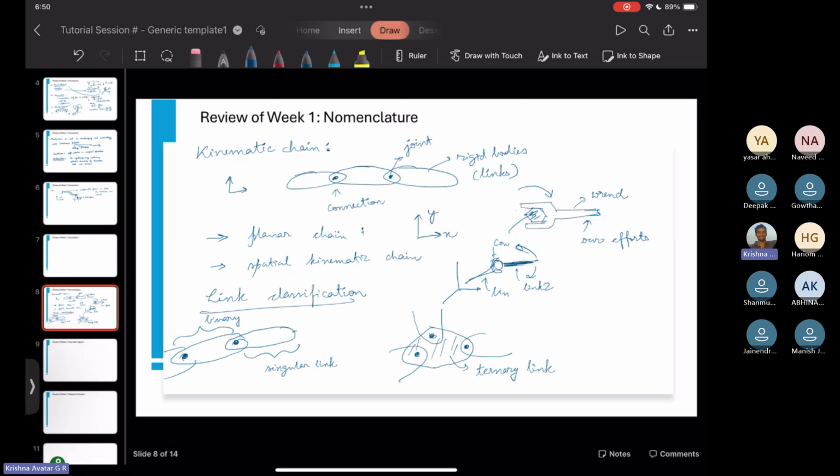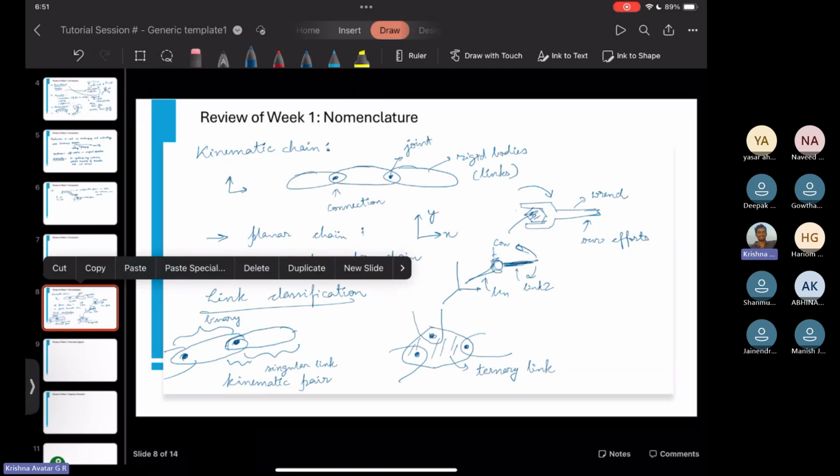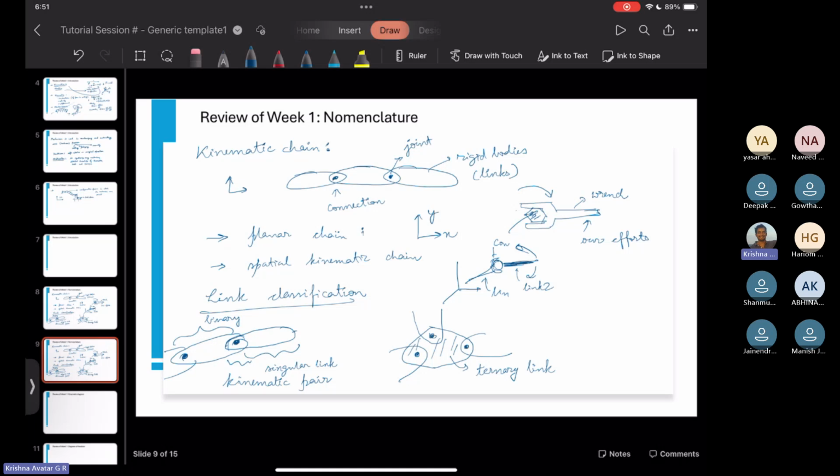And the connection between two rigid bodies is what we call a kinematic pair. It's very obvious from the definition as well. It's something which connects two rigid bodies, and that's the reason we call it a pair. Because we are only dealing with the relative motion, we use the word kinematic here.